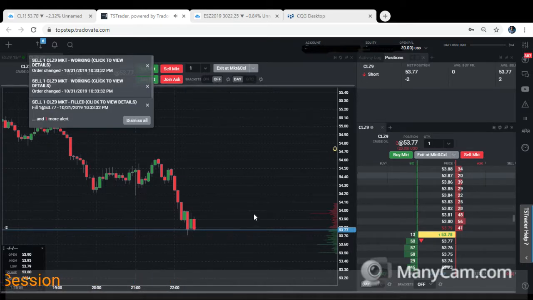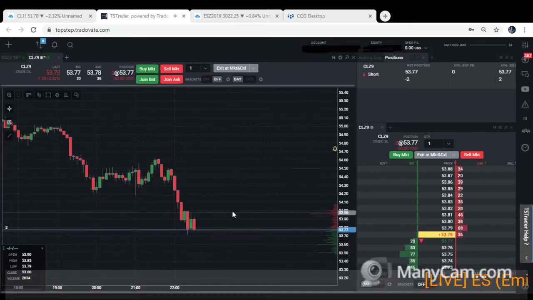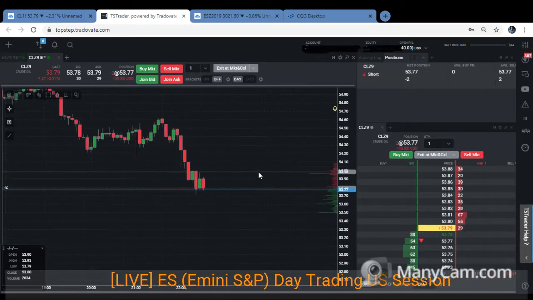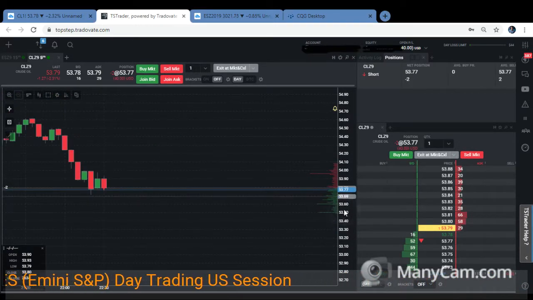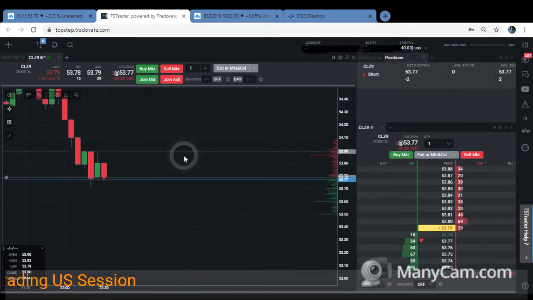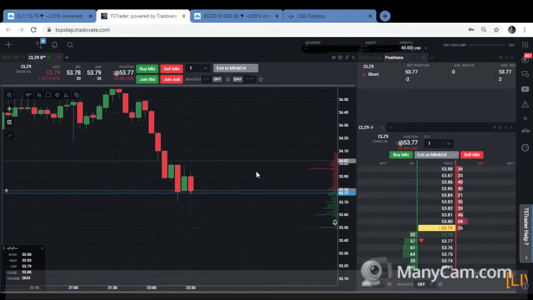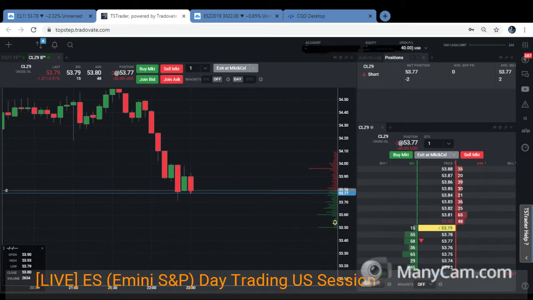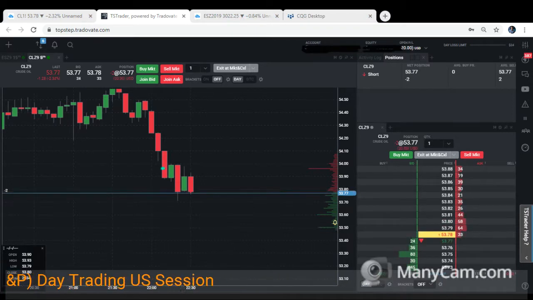We are now live, day trading the crude oil market, CLZ 2019. So this is the December 2019 contract. We just went for a short sell position at 53.77 with a good stop loss around 53.97.